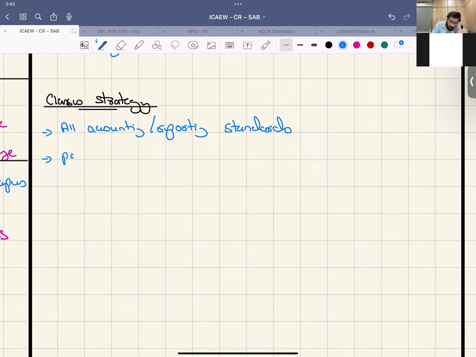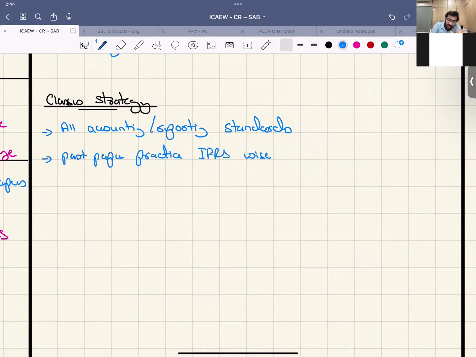We'll be doing past paper practice of ICAEW, right? Past papers. So we'll be getting some past papers in order to do it. So the first thing is we need to do all the accounting and reporting standards. The second thing is to do the past paper practice with respect to the accounting and reporting standards, right? I'll be writing it IFRS wise, past paper practice IFRS wise.